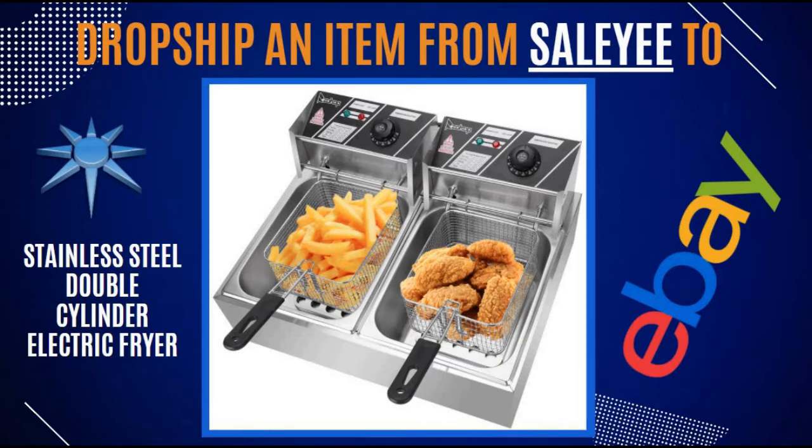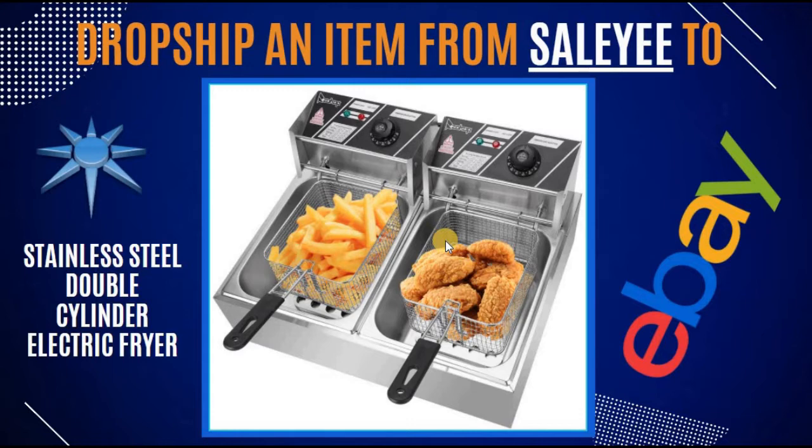So what I'm going to do in this section, this is a product that we are going to source from SaleHoo. It's called a stainless steel double cylinder electric fryer. Now I know that summer is coming up, and I'm not going into deep research to do product research and so on. So I went on SaleHoo and I found this item, and it is in the bestseller list. So I'm thinking that this could be a good item.